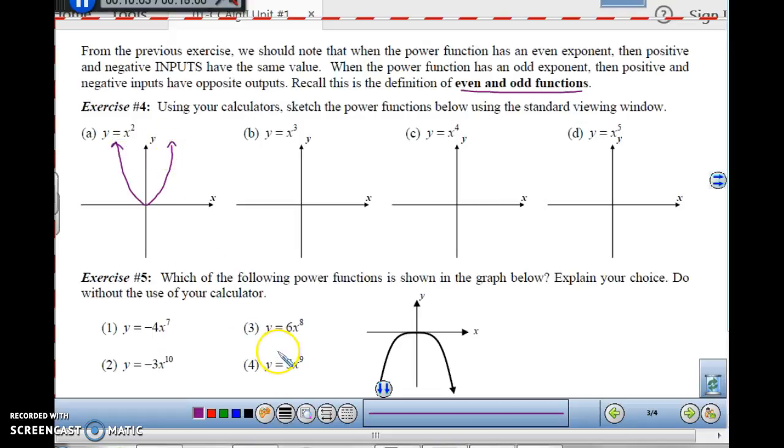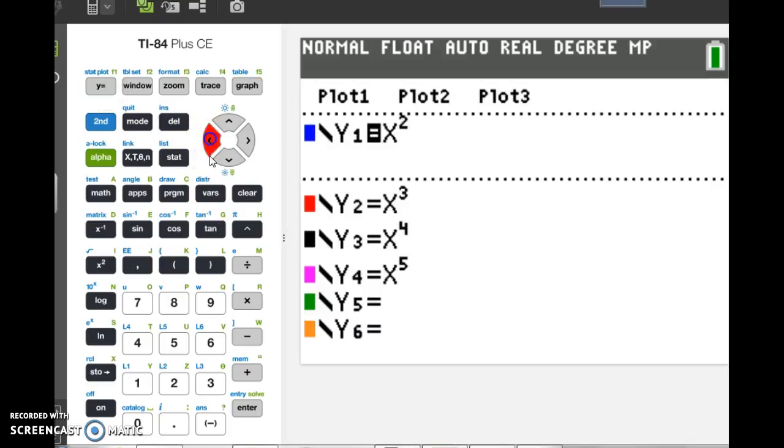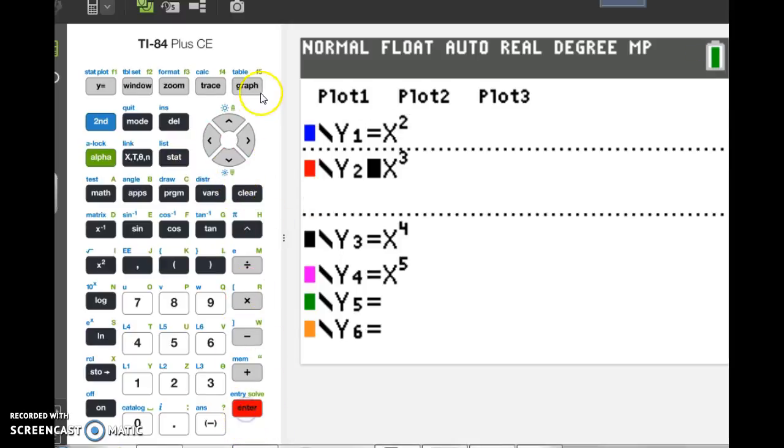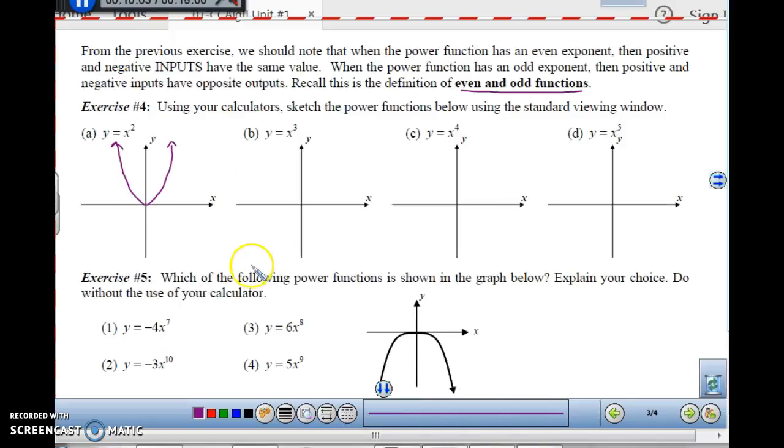Now let's do y equals x to the third. I'm going to shut this one off and turn this one on. Press enter and graph that. So y equals x cubed looks like that. If I want to sketch it, it's going to look something like that. Okay, so that is y equals x cubed.